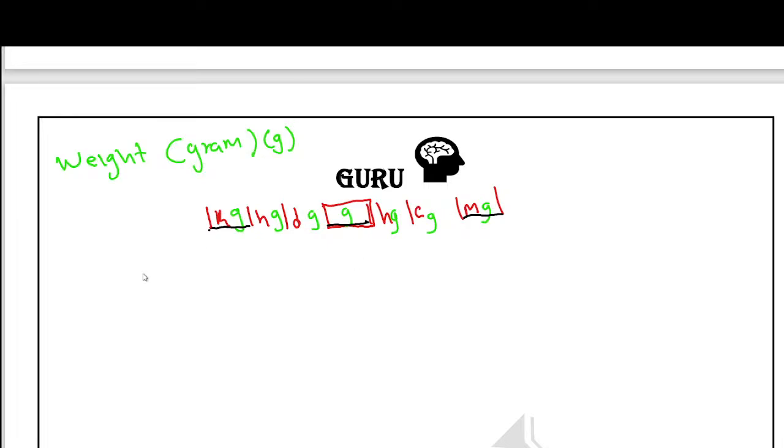We want to know how much is 1 kilogram in grams. So we're gonna have 1, 0, 0, 0, meaning that 1 kilogram is equals to 1,000 grams. Okay, 1 kilogram is equals to 1000 grams.